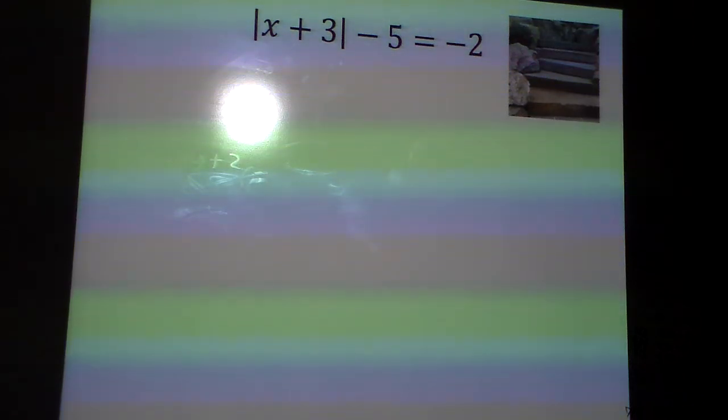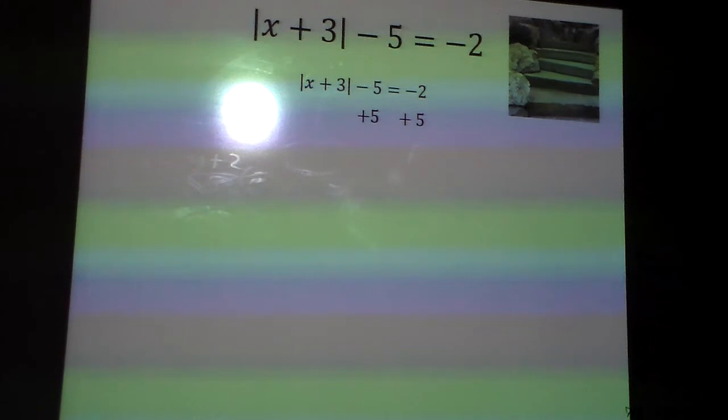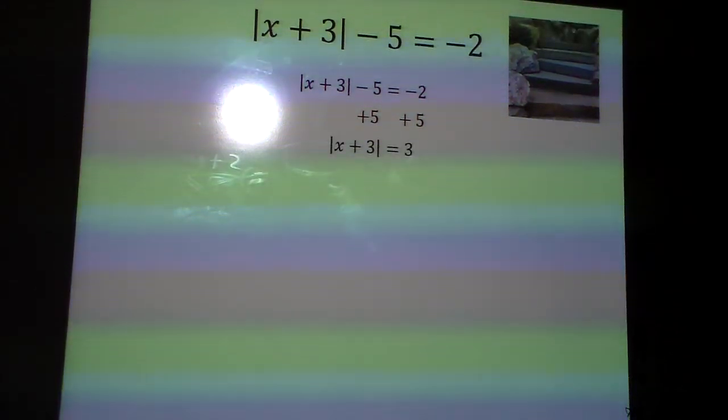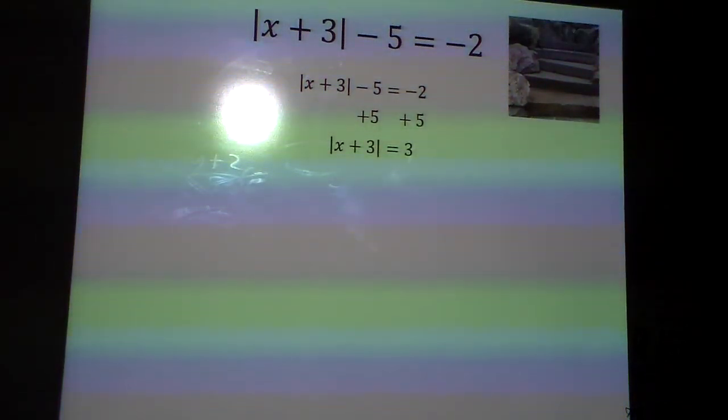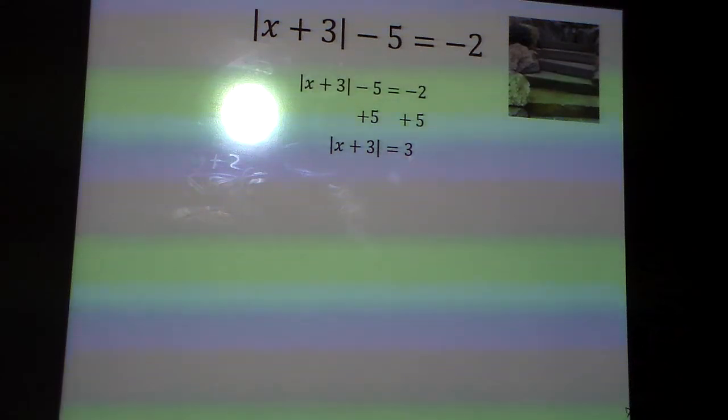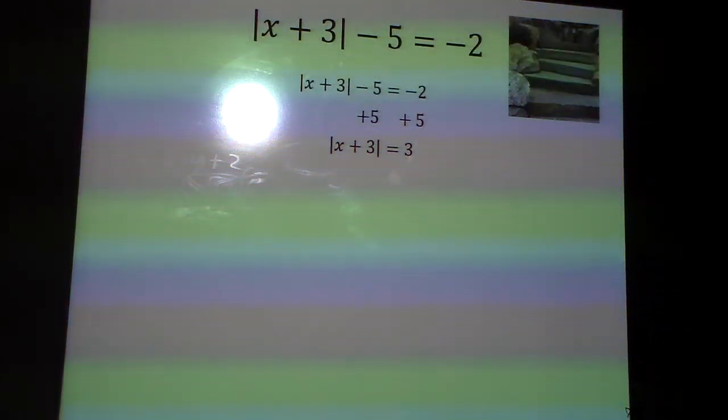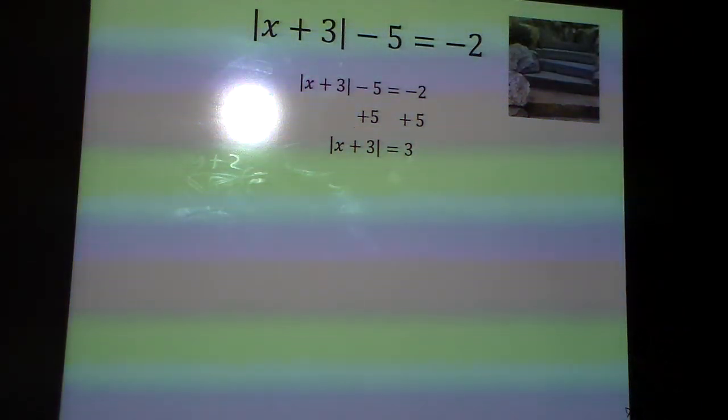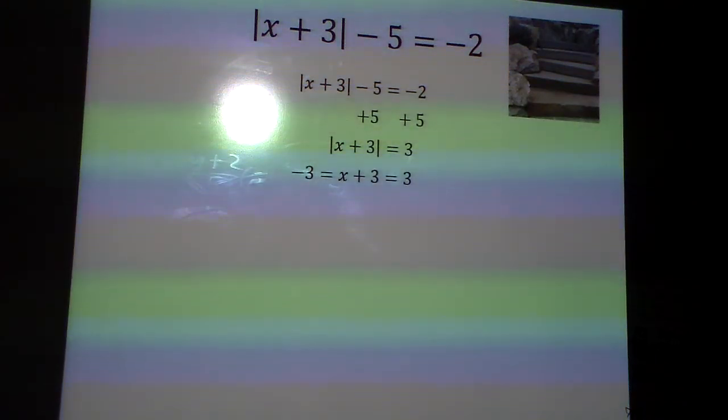Mm-hmm. And think about this here. We have this -5. So if we added 5 to each side, now I have that +3, right? So is it possible? Now I do have two answers. I have the +3 answer and the -3 answer. And I wrote my problem like that and got rid of the little bars.